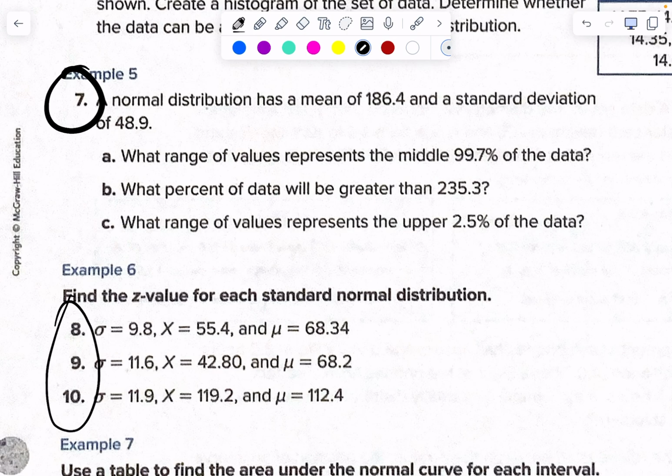Why is it not turned color? 7, 8, 9, 10. Do those. This is racist. That's what I want to do. Racist.